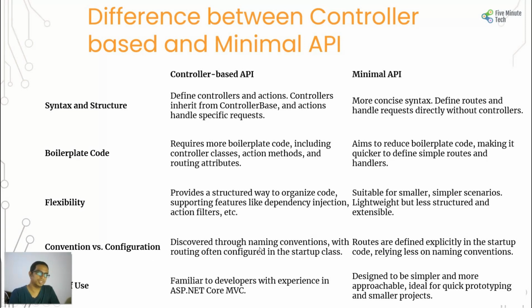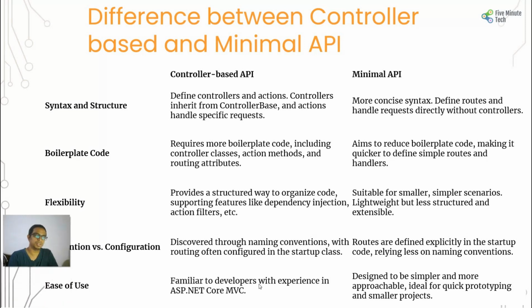On convention versus configuration, controller-based APIs are discovered through naming conventions, with the routing often configured in the startup class. Whereas in minimal API, routes are defined explicitly in the startup code, relying less on naming conventions. So we specifically define the routes. On ease of use, the MVC way is familiar to developers and has been used for a long time, whereas minimal API is designed to be simpler, more approachable, and ideal for quick prototyping and smaller projects.